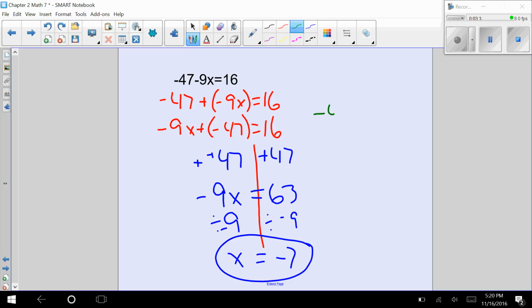To check, we'll do negative 47 minus 9 times negative 7. Does that equal 16? Well, negative 47 stays the same. 9 times negative 7 is negative 63. Minus the negative becomes plus positive. Negative 47 plus 63 is 16, so it checks out.